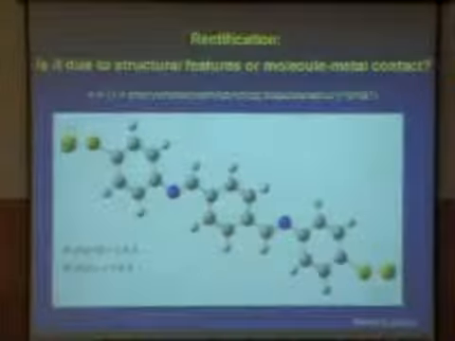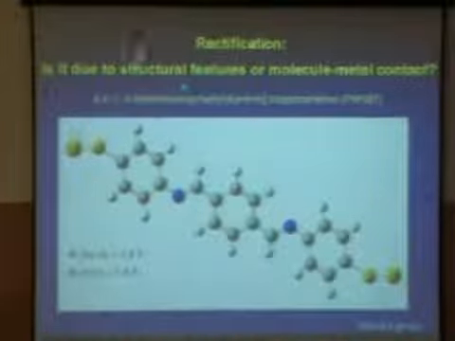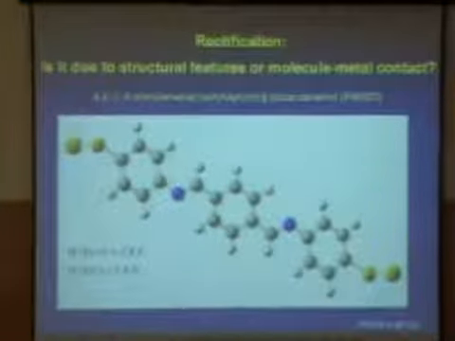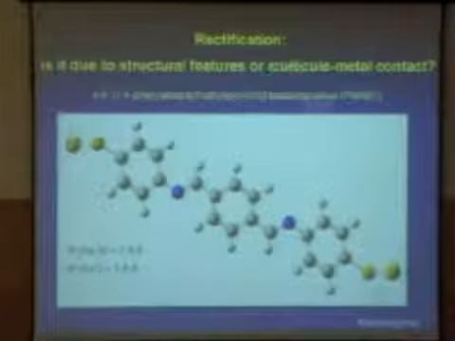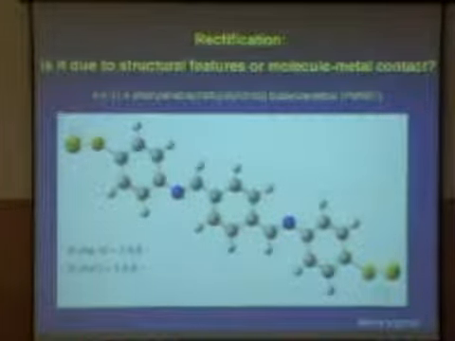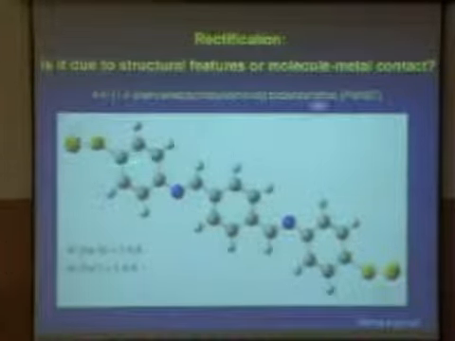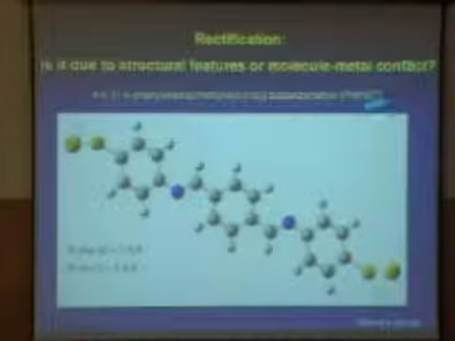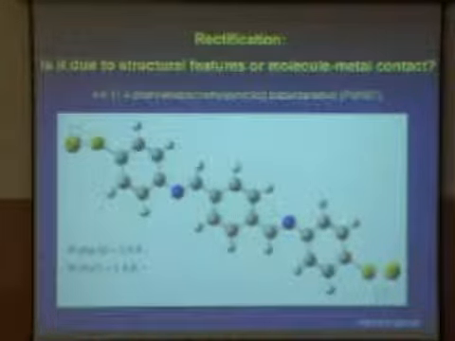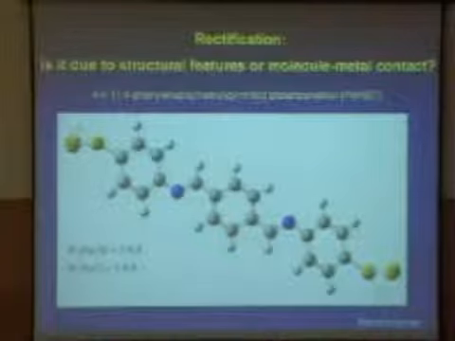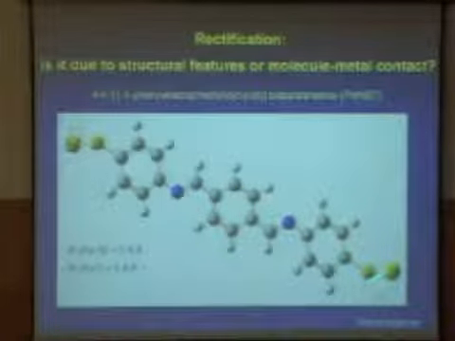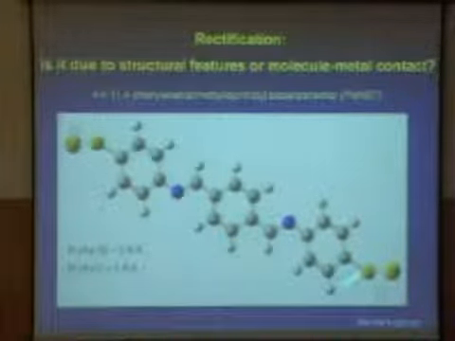Now you can ask the question, if you find rectification in such a device, what is it due to? Is it due to the structural features of the molecule itself, or is it coming out of the molecule-metal contact? Experiment on computer, then in the real world, as you know. So what we had done here, we have picked up a molecule we call PMBT, and again it is connected to gold via a sulfur bridge.